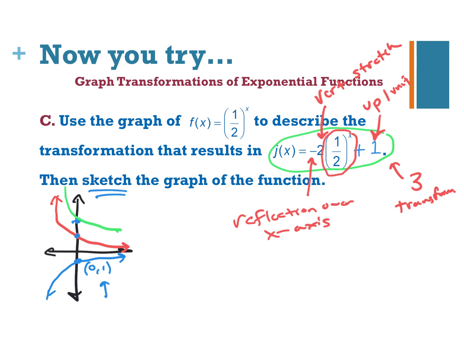If I wanted to be a little bit more accurate with my sketch, you can always go to your table feature, right? Pick some nice points out, and you can plot some nice points on the coordinate plane there. But there's the rough sketch of j of x.